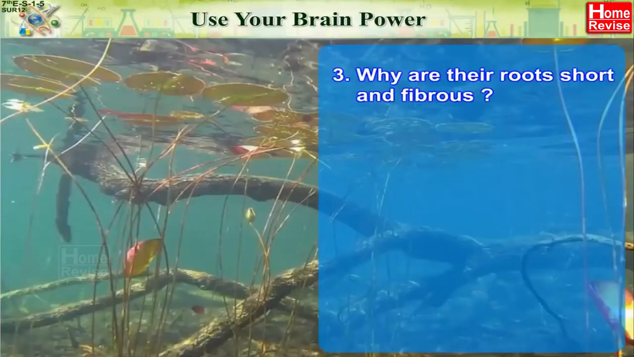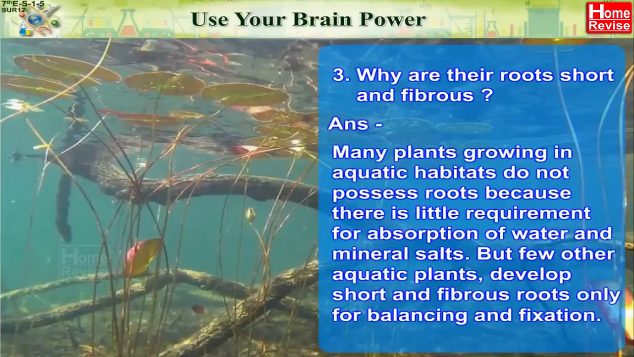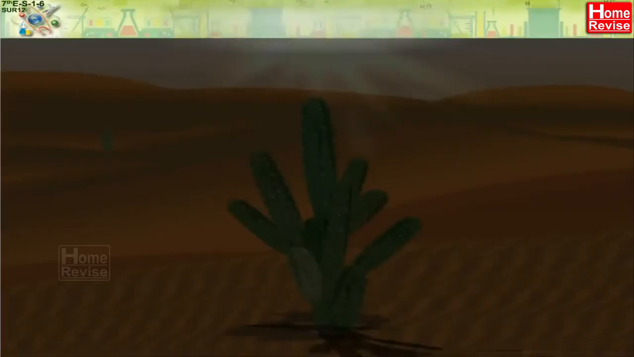3. Why are their roots short and fibrous? Answer. Many plants growing in aquatic habitats do not possess roots because there is little requirement for absorption of water and mineral salts. But few other aquatic plants develop short and fibrous roots only for balancing and fixation.